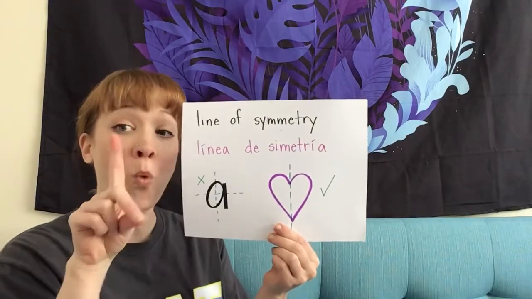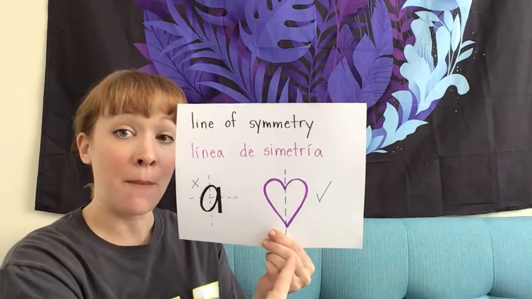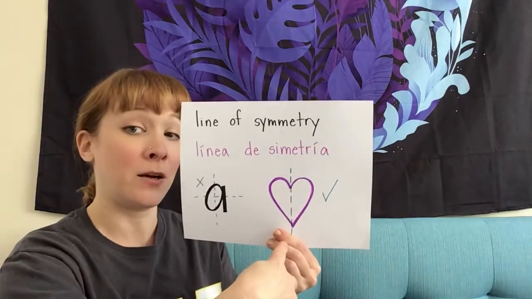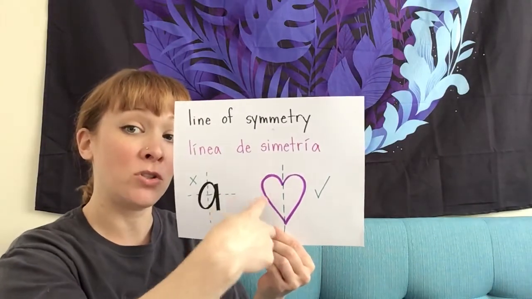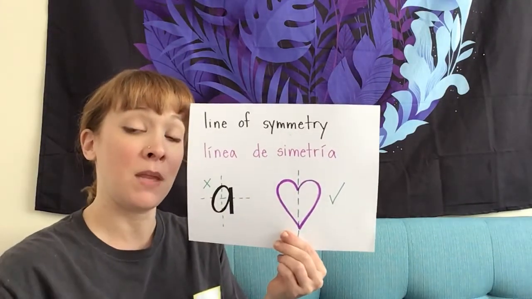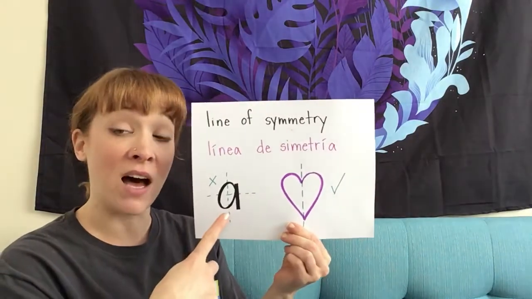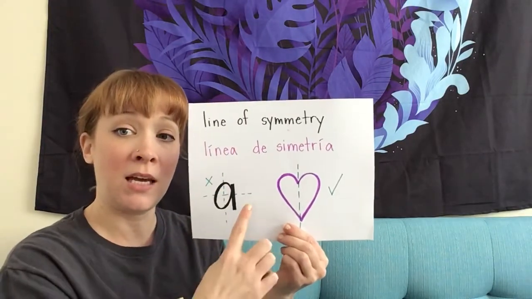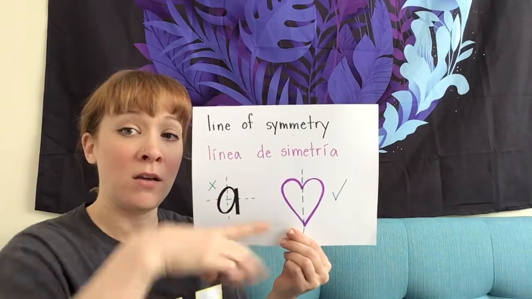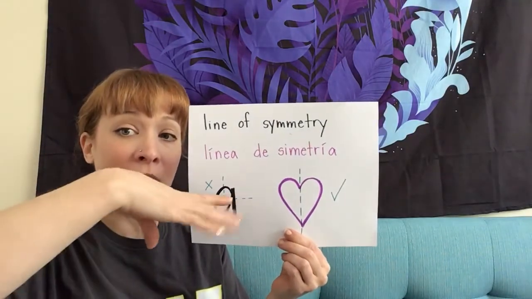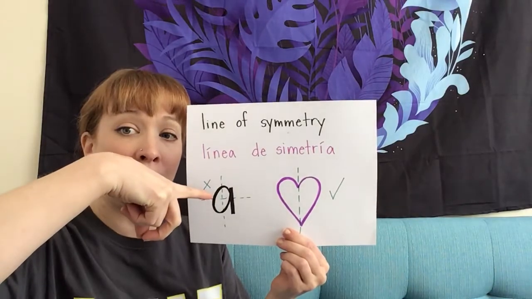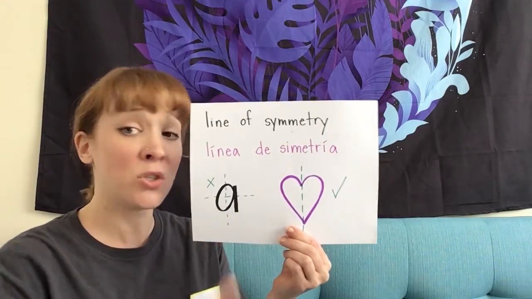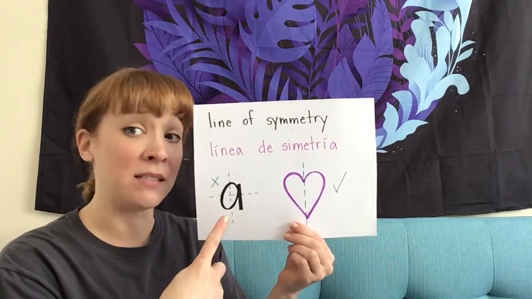Yes, there is one line of symmetry, because if we cut it vertically, going from top to bottom, that means we will have two sides that look the same. Does the letter A have a line of symmetry? No. If we cut it in half vertically, this side would not have a line here. If we cut it in half horizontally, the top part of the A would not look the same as the bottom part connecting to that line. So this doesn't have any lines of symmetry.